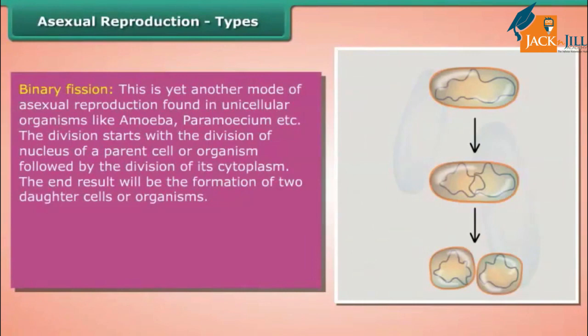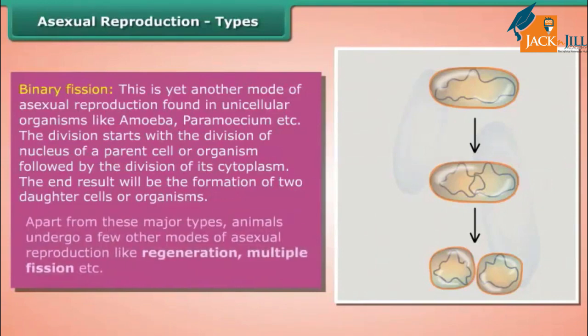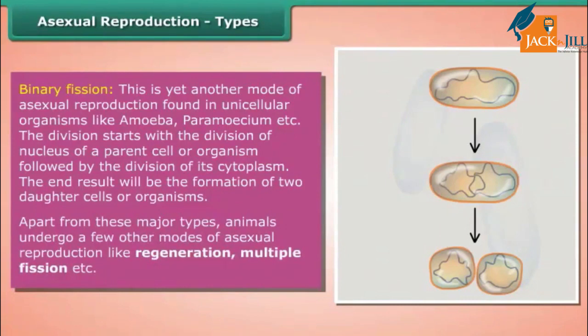Binary fission. This is yet another mode of asexual reproduction found in unicellular organisms like amoeba, paramecium, etc. The division starts with the division of nucleus of a parent cell or organism followed by the division of its cytoplasm. The end result will be the formation of two daughter cells or organisms. Apart from these major types, animals undergo a few other modes of asexual reproduction like regeneration, multiple fission, etc.